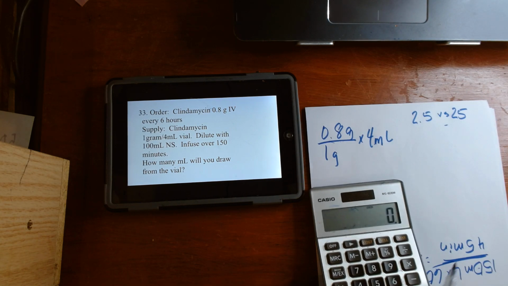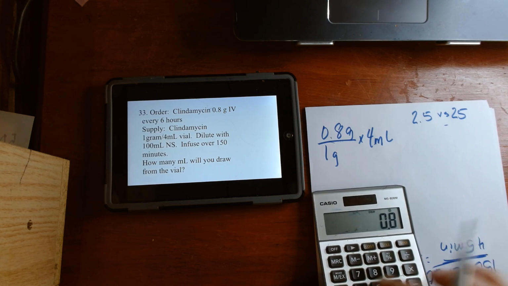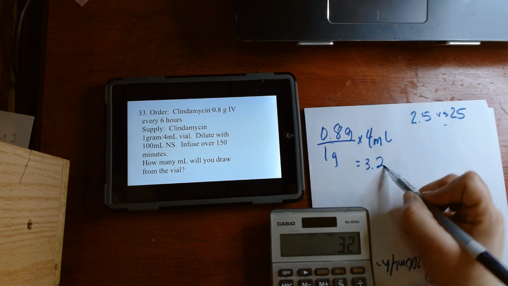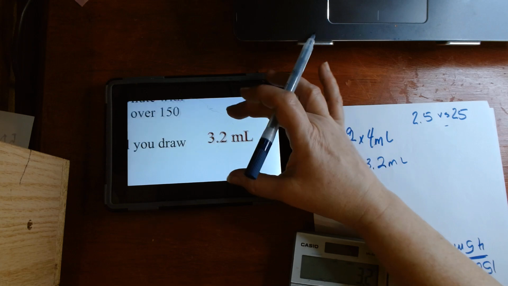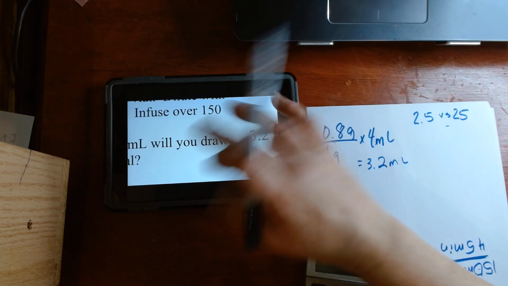So let's do it like this. 0.8 divided by 1 equals times 4. It'll be 3.2 milliliters. Look, sure enough it is. You see? Yeah, you see.